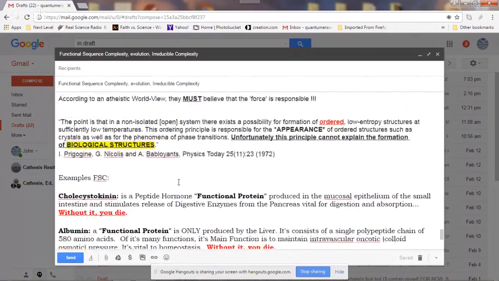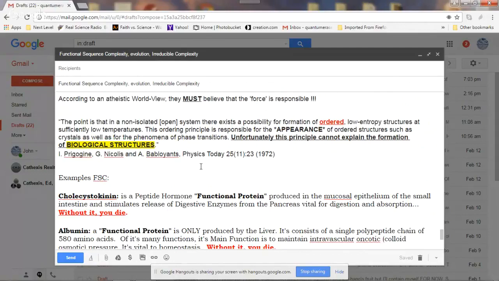From Ilya Prigogine, famous Nobel Prize winner, king of the laws of thermodynamics, especially the second law. See what he has to say. The point is that in a non-isolated open system, there exists a possibility for the formation of ordered, low entropy structures at sufficiently low temperatures. This ordering principle is responsible for the appearance of ordered structures such as crystals, as well as for the phenomenon of phase transitions. Phase transitions are water, like ice, water vapor, and liquid water. Those are phase transitions of water.